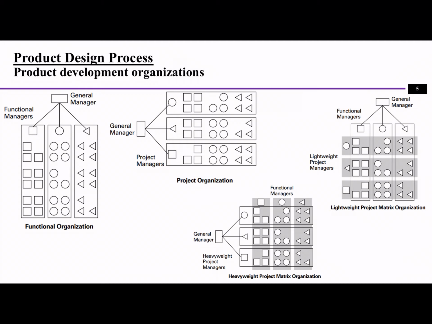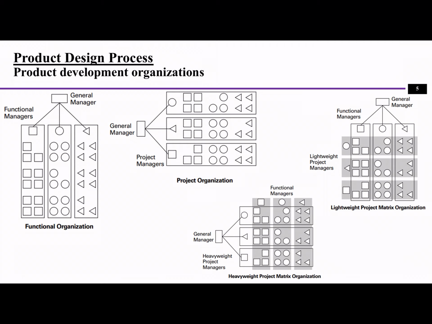But the cons will be that for different functions, there's probably less communication between them, and they always have to work in the same team for different projects. So in order to deal with some of the issues with functional organization and project organization, people have come up with another solution. It's more of a matrix organization.